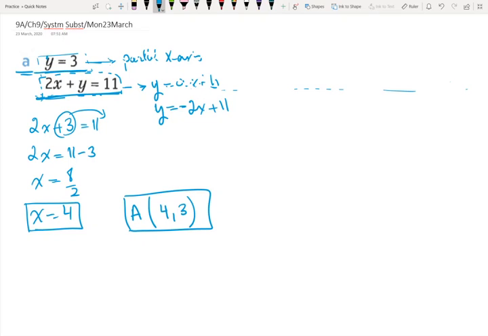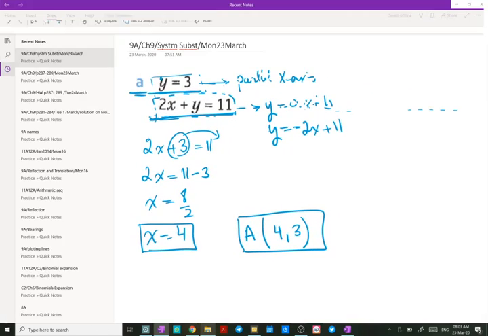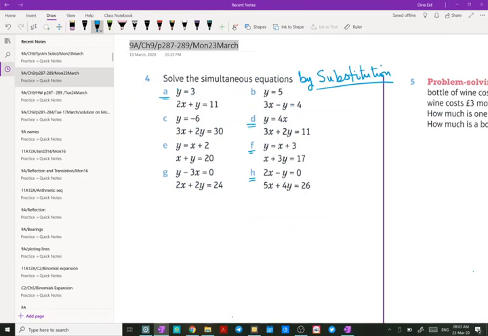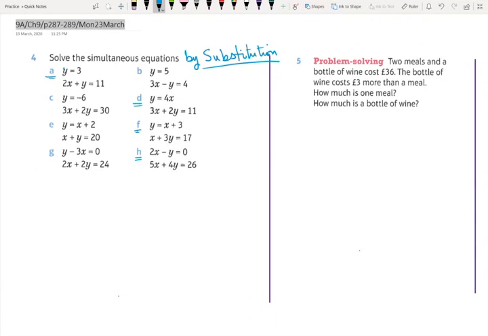Let us start with some exercises. So we have here number 4 in the book. I actually explained part A to explain the lesson. I'm going to start with part D. D is y equals 4x and 3x plus 2y equals 11. These are the two equations.